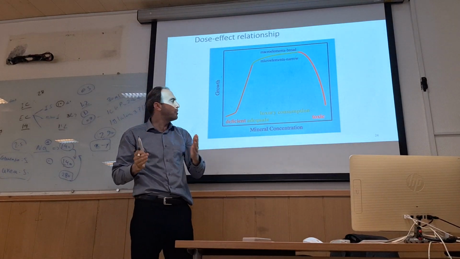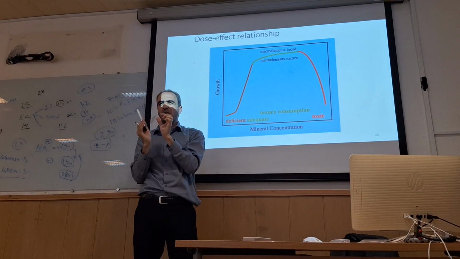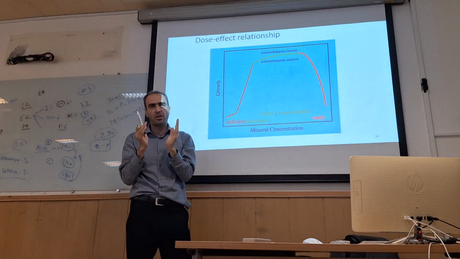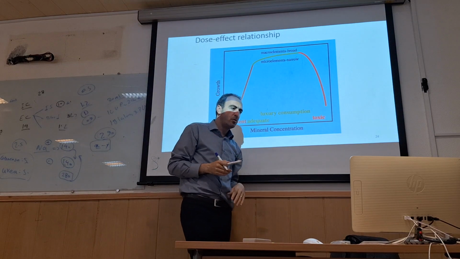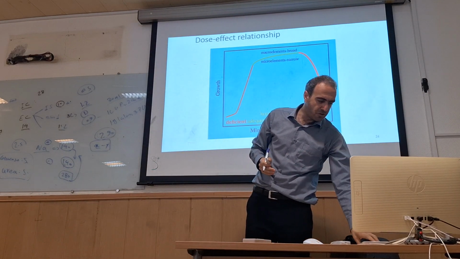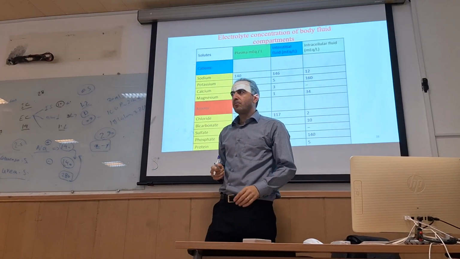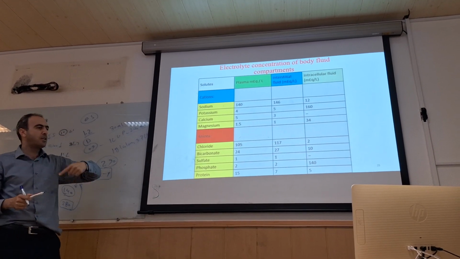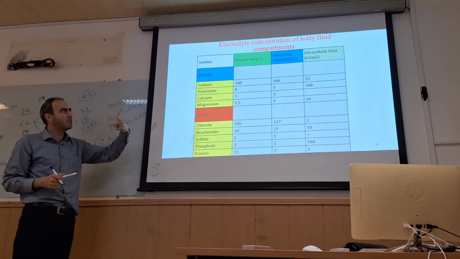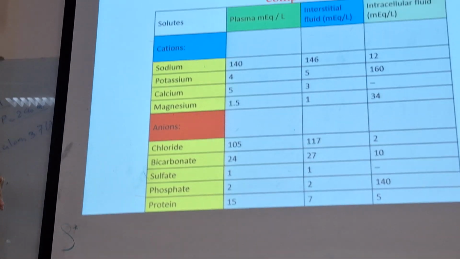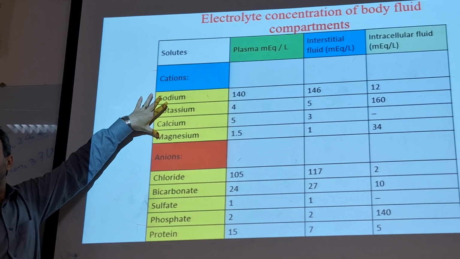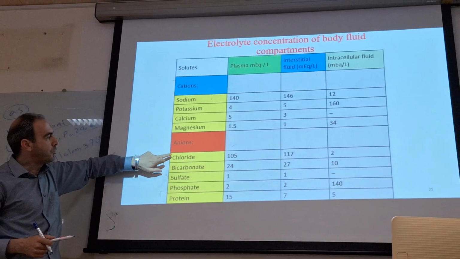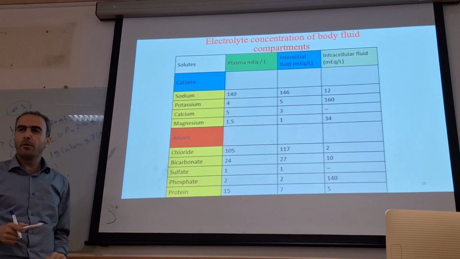So for micronutrients, small changes in decreasing or increasing lead to deficiency or toxicity. But in macro, we have a broad range. Here, also these numbers are important for us. In this slide and the next slide, I bring them again and again. Related to main cations, there are sodium, potassium, calcium, and magnesium. And anions, chloride, bicarbonate, sulfate, phosphate, and protein.